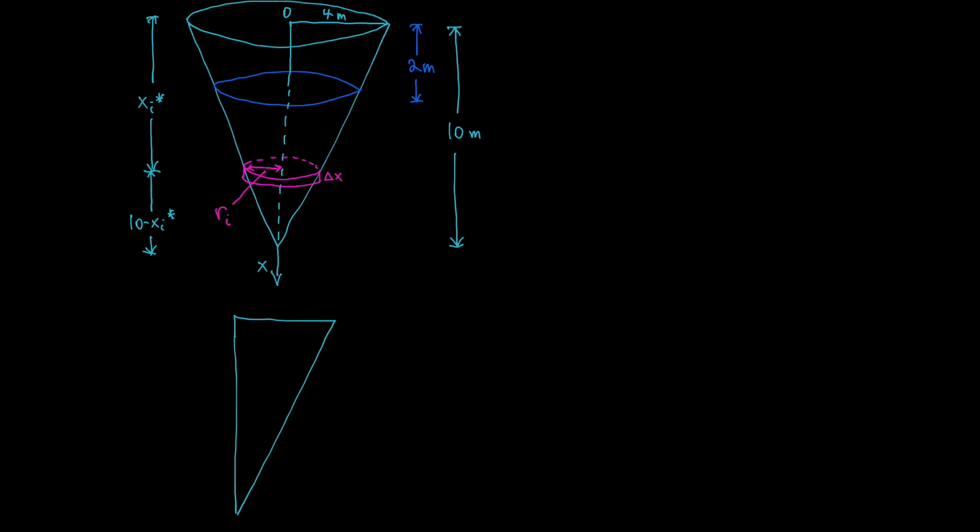And let's draw Ri. I think it was a little bit lower. Doesn't really matter. Okay, so we know that the top of the triangle is this part right over there, so it has a length of 4. We know that the bottom part of the triangle over here is this bottom part over here, which is 10 minus xi star. And we know that the entire height of the triangle is the entire height, which is 10 meters.